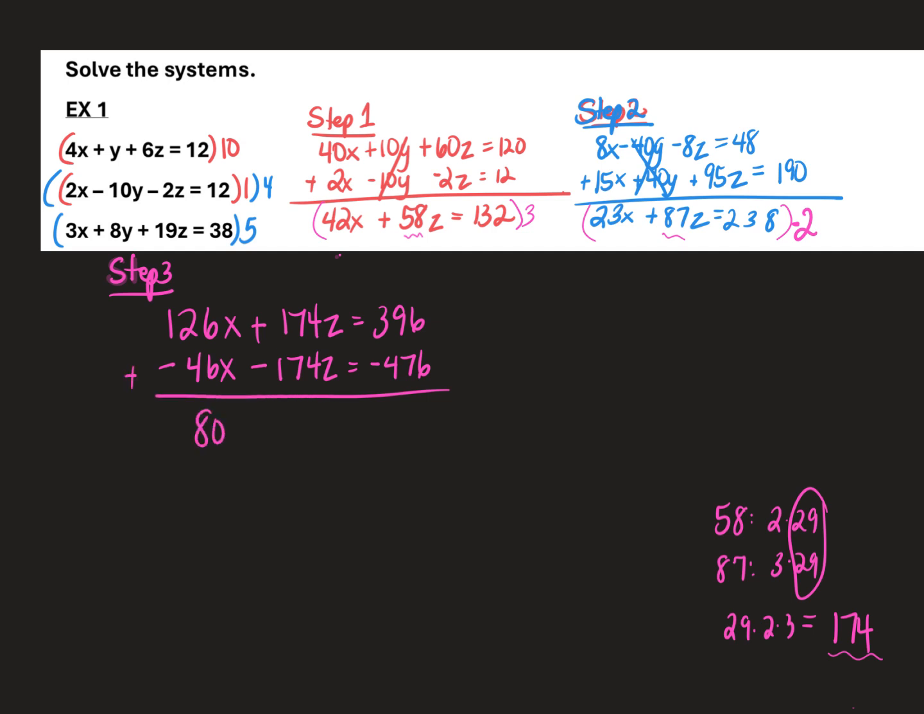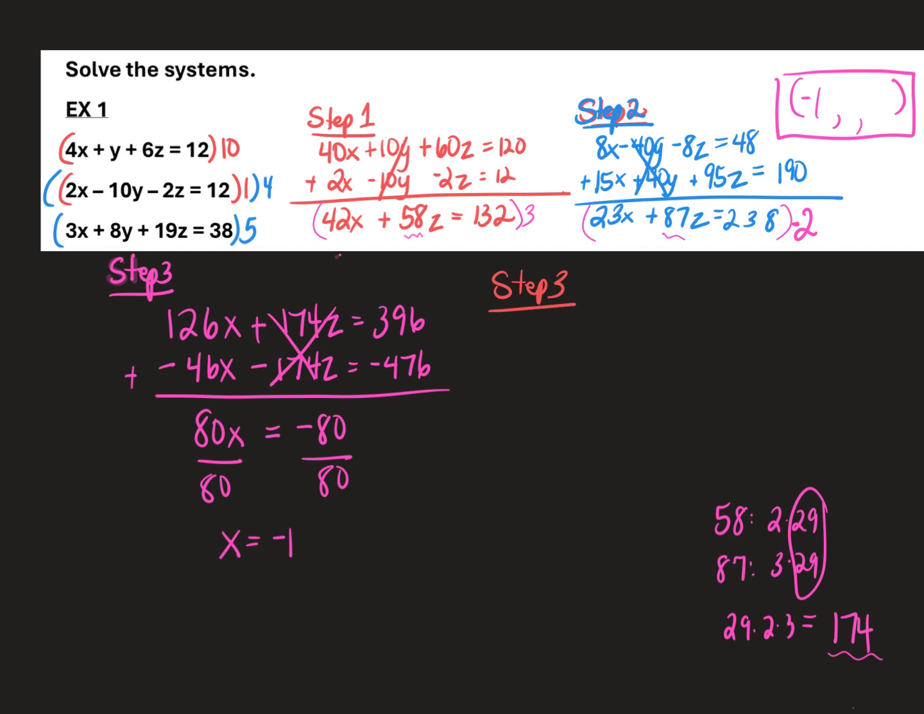That's 80x, these go away, equals negative 80. I'm going to divide by 80, and x will equal -1. So in my solution, I'm going to put it up here. I know x is -1, and I'll keep going to find the next one.